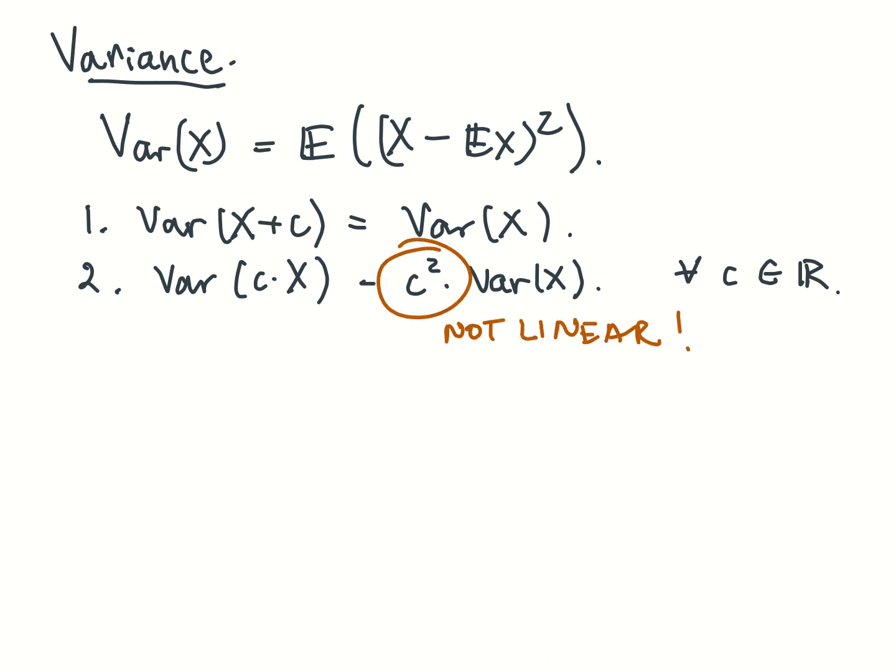Variance is not linear. It is common to consider the square root of the variance. This is called the standard deviation and often denoted sigma. Here is a little exercise.